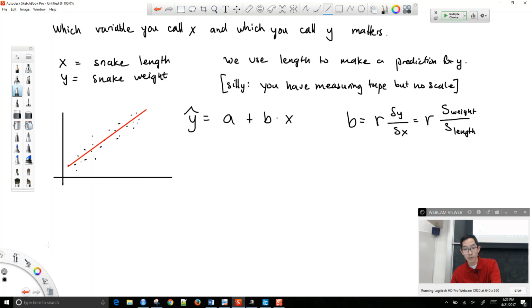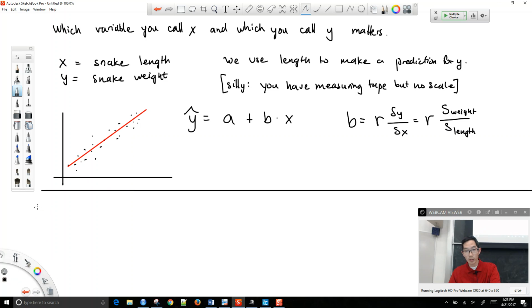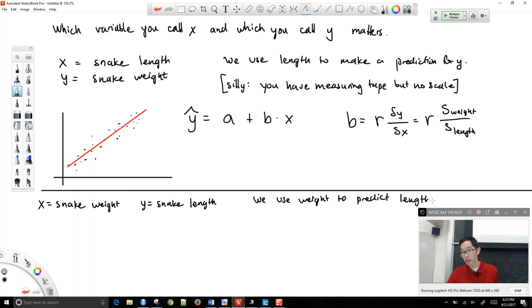If you wanted to switch these around, that's fine. We can call x snake weight and y snake length. But the scenario is now different. Now we use weight to predict length. So this time it's like we have a scale but no measuring tape.